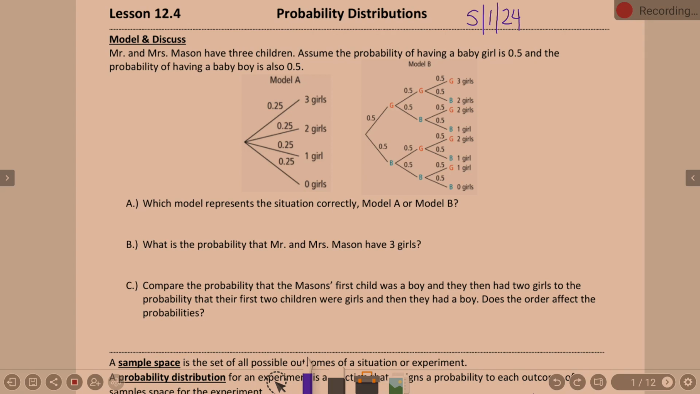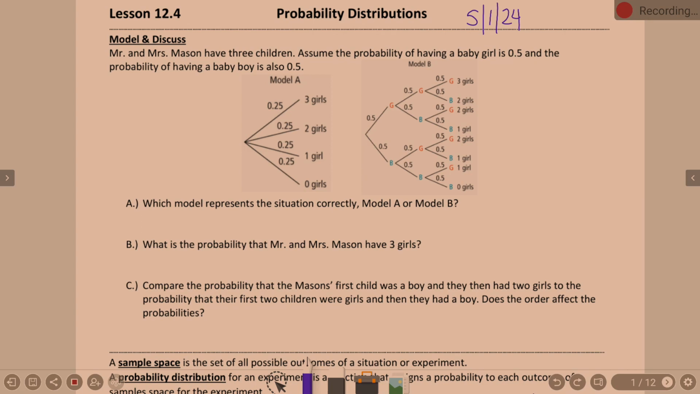Model B, because it looks more complex. So the answer is either B or C. The math isn't mapping right on either. Well, there's no boys on the other one. Does it make sense that it's equal probability that you're going to have 3 girls, 2 girls, 1 girl, no girl? No, not really. Exactly. Look at what's going on.